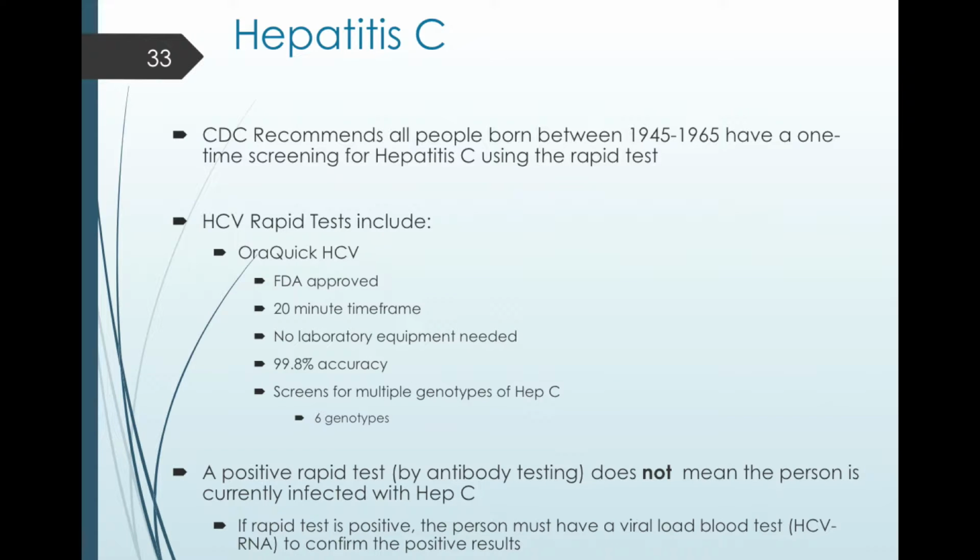The CDC does recommend that anyone born between 1945 and 1965 have a one-time screening for hepatitis C using a rapid test. There are a few different rapid tests. The one here is OraQuick. You're looking at a 20-minute time frame with a 99.8% accuracy. It does screen for a few different genotypes of hepatitis C. If there is a positive rapid test, it does not mean that the person is currently infected with hepatitis C. But if the rapid test is positive, they will do a viral load blood test to confirm the positive results.